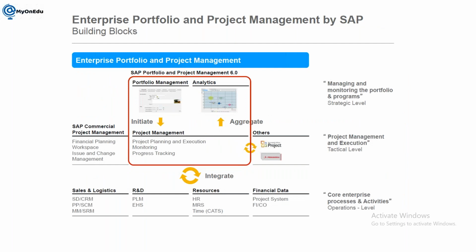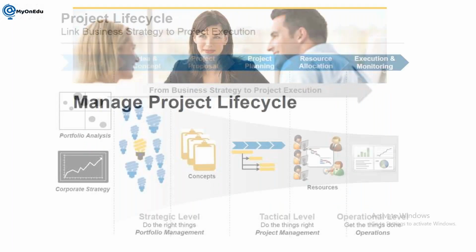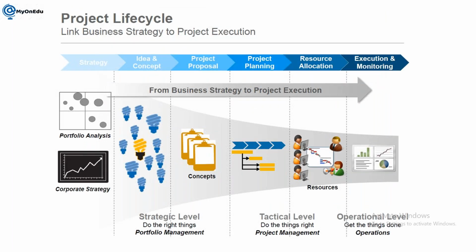This is the same enterprise portfolio project management. I included the same slide in a different elaborated way. So, manage project life cycle. Here we can understand this complete project life cycle in these different phases: strategies, idea and concept, project proposal, project planning, resource allocation, execution, and monitoring. In this complete cycle, there are multiple modules involved. So this is a complete process.